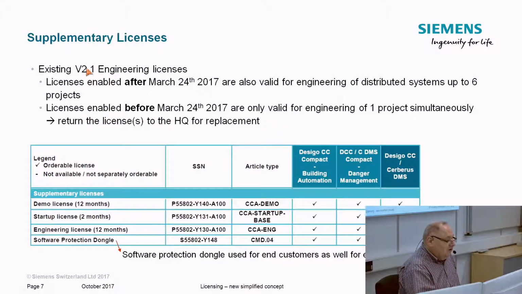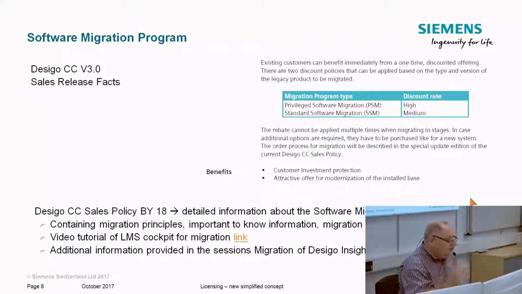So when the version 2.1 license was enabled before March 24th, distributed systems are not supported. Okay? Then, still available are demo license for 12 months, startup license for 2 months, engineering license for 12 months, and for the engineering license, we need a software protection dongle. So this is in terms of what we had before. So demo, startup license, engineering license, software protection dongle, and software migration program.